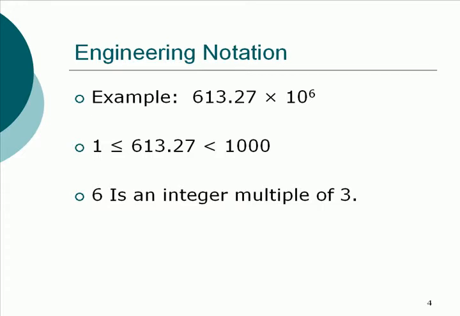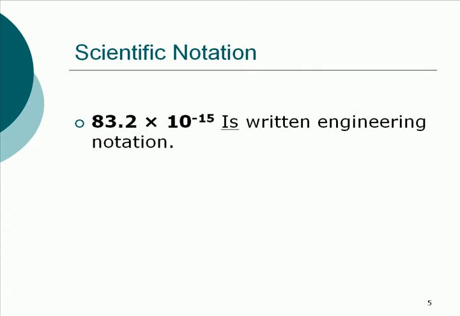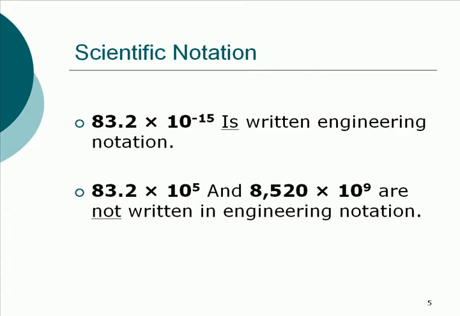Now here's two examples of numbers that are not in engineering notation. Excuse me, I said that wrong. This one is in engineering notation, right? Between 1 and 1,000. The power of 10 is 15. Excuse me, negative 15, but that's okay. Those two are not written in engineering notation. 83.2 times 10 to the 5th because 5 is not an allowed exponent. It's not a multiple of 3. 8,520 times 10 to the 9th? Too big. The coefficient is too big. Now they could both be changed or modified so that they are in engineering notation, but they're not the way they sit.